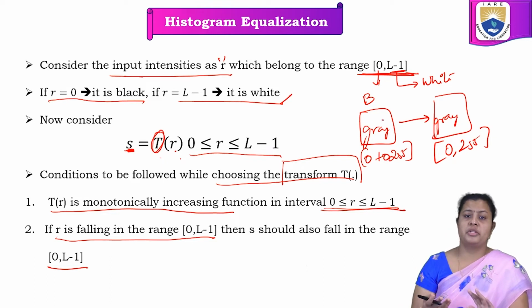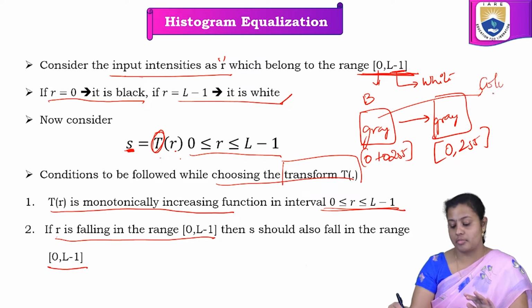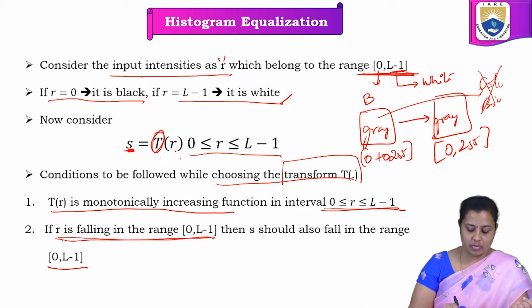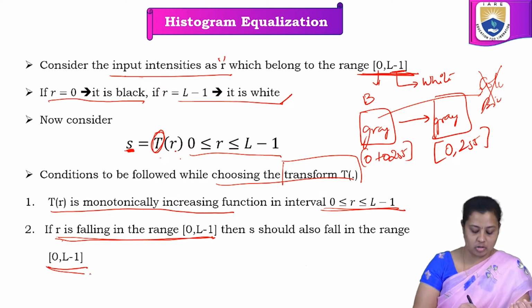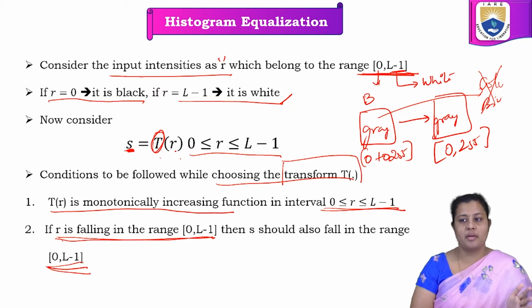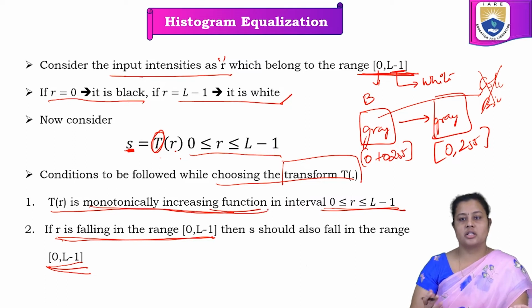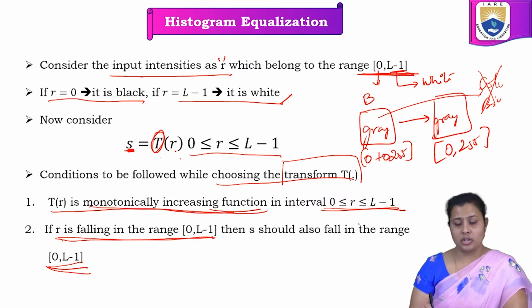If we are performing some operations and this gray image is getting converted into a color image or a binary image, then such an operation is not called histogram equalization. So basically, if R is falling between 0 to L minus 1, then S also should fall in the range 0 to L minus 1. And the function should be a monotonically increasing function, and that too in the same range 0 to L minus 1.